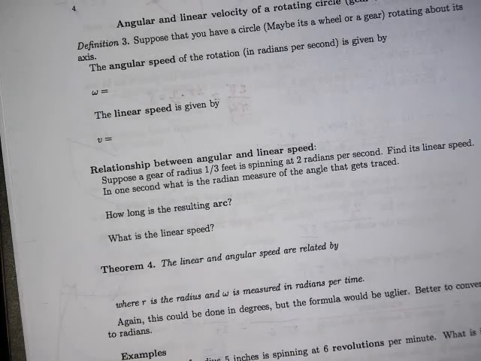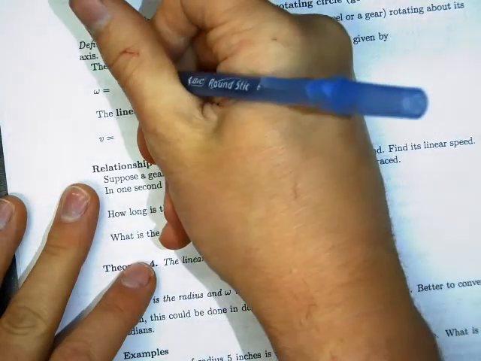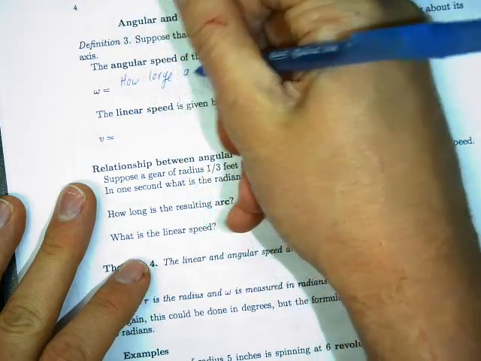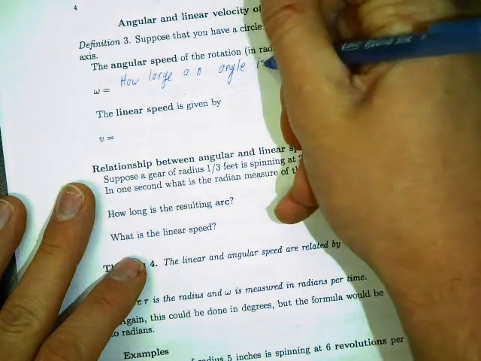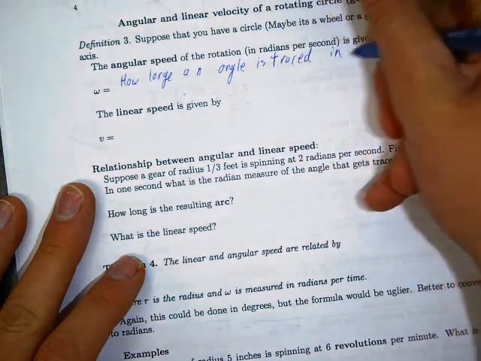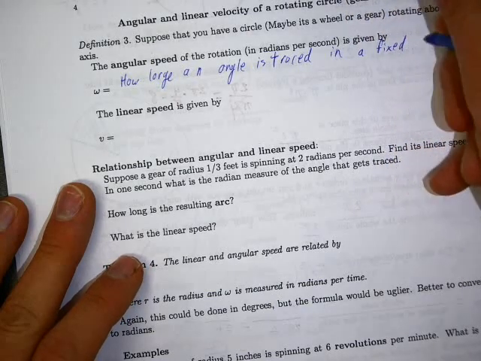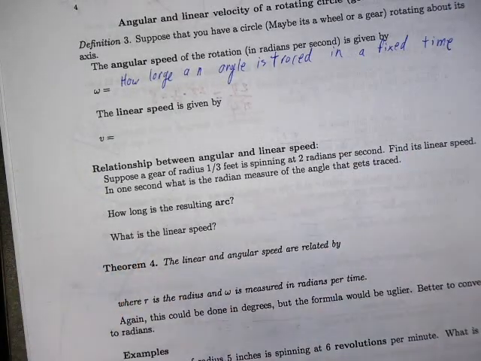So the angular speed in rotation, often measured in radians per second, is just given by how large an angle is traced out in any given fixed time period. That seems like a reasonable definition, right?